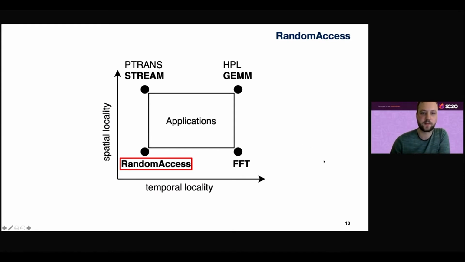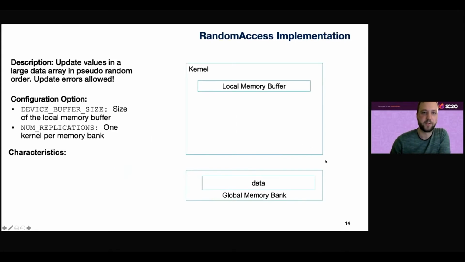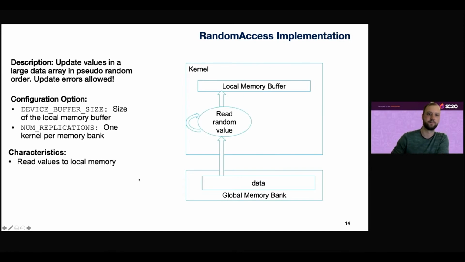Okay, so up to the next benchmark. In RandomAccess, we want to update values in a very big data array in a pseudo-random order. The interesting thing here is that update errors are actually allowed. So you don't need to do every update correctly. Initially we have a similar setup to the stream benchmark. We also have a local memory buffer here, and we also replicate the kernel for every memory bank we have.